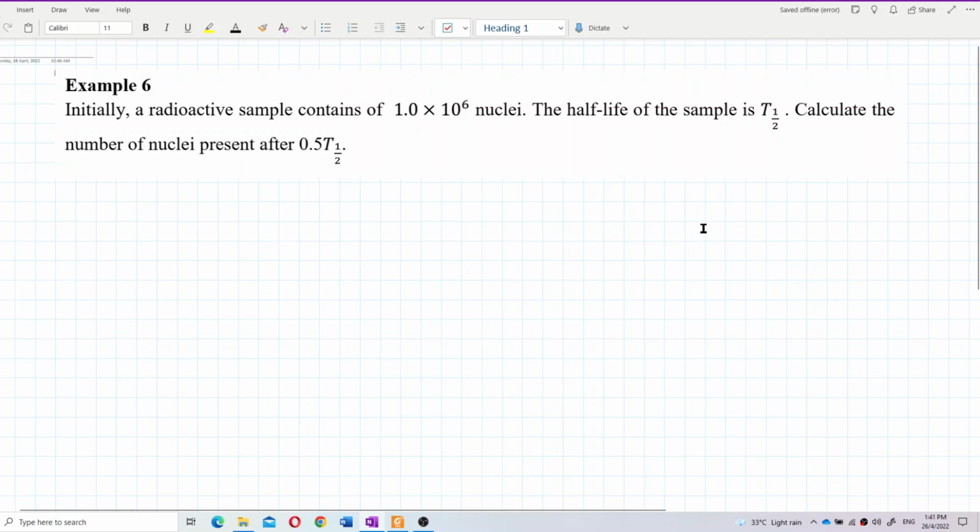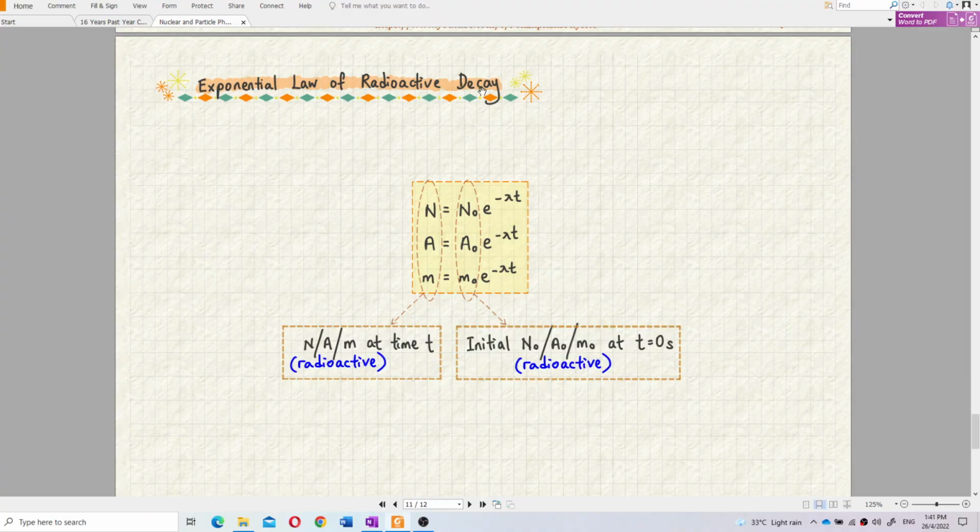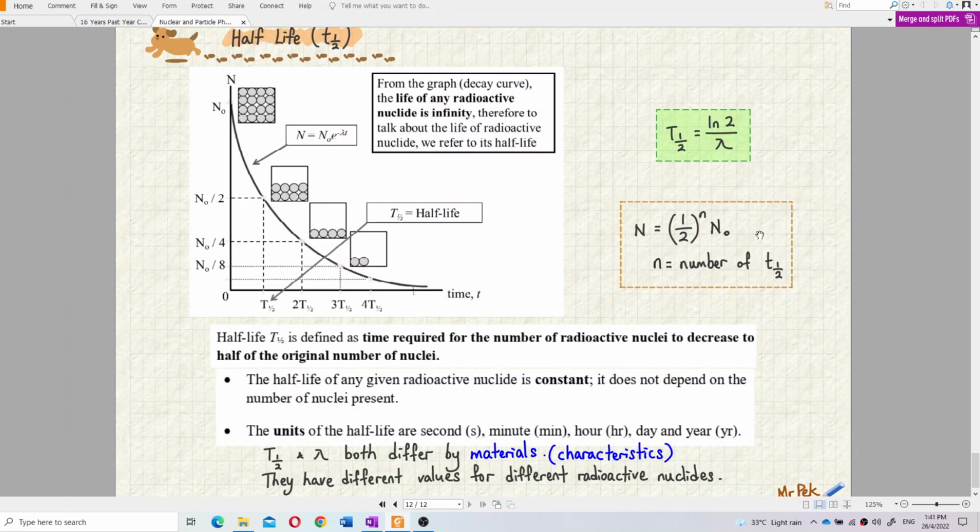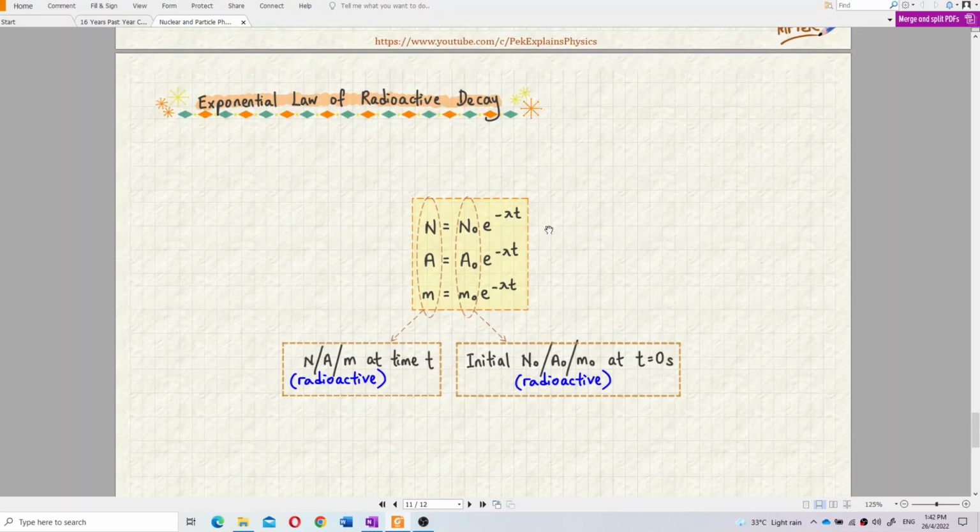Okay, so here, of course, we are going to use the exponential law of radioactive decay. The first formula: N equals N naught exponent negative lambda t, where lambda is the decay constant. Actually, there are two ways to do these questions. We can use this exponential law, or the other formula: N equals half to the power of number of half-lives, times N naught, the initial nuclei. I'm going to show both ways and see whether we get the same result.